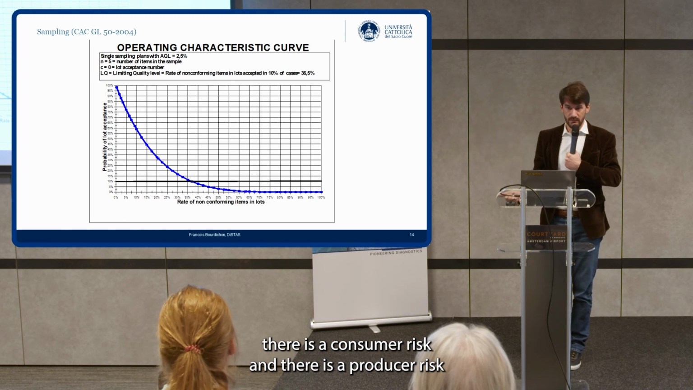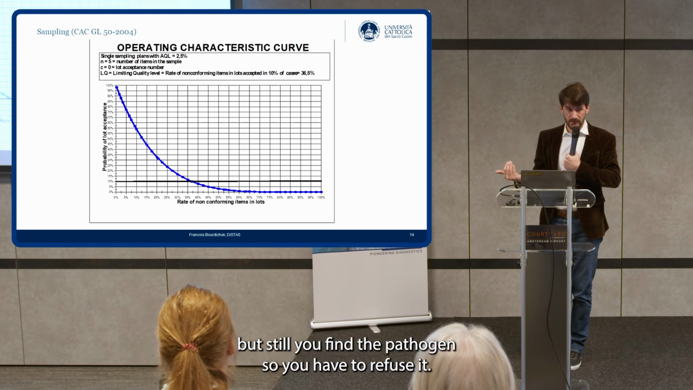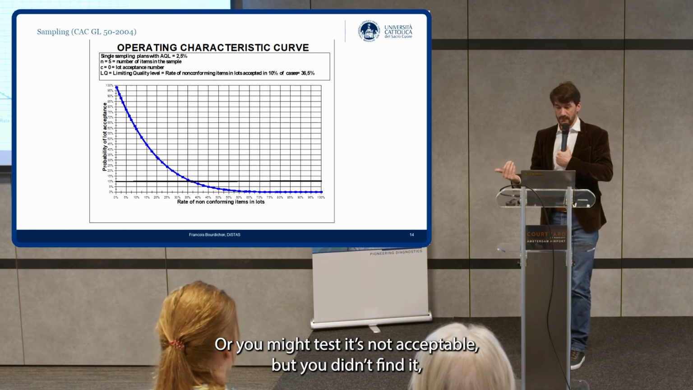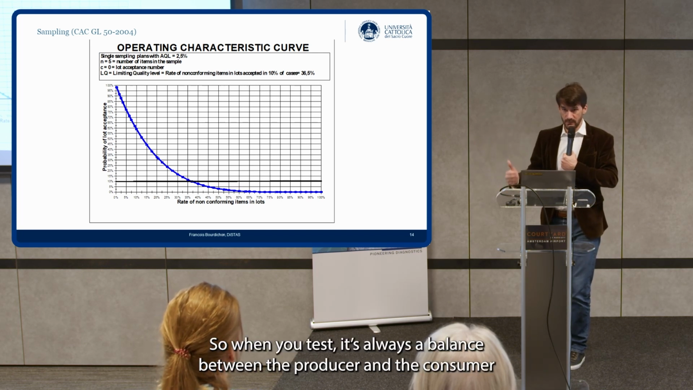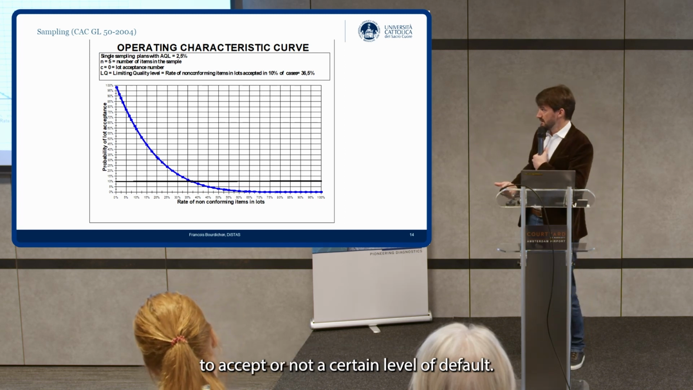there is a producer risk that you might test and find something which is acceptable, but still you find the pathogen, so you have to refuse it. Or you might test, it's not acceptable, but you didn't find it, so then the risk is for the consumer. So when you test, it's always a balance between the producer and the consumer to accept or not a certain level of default.